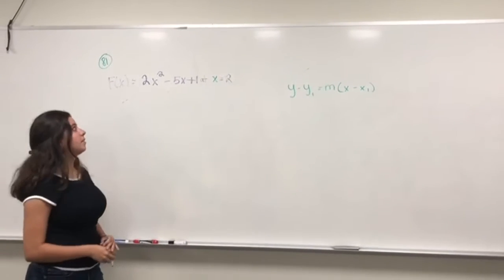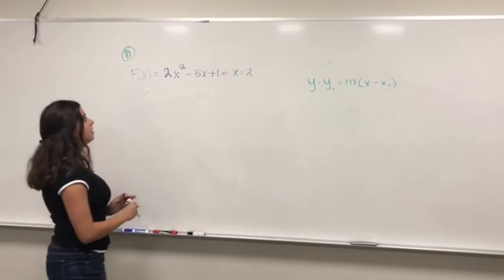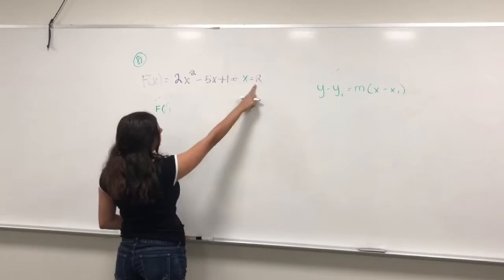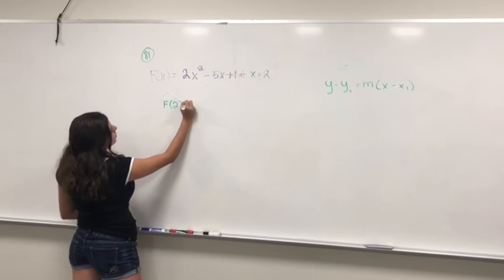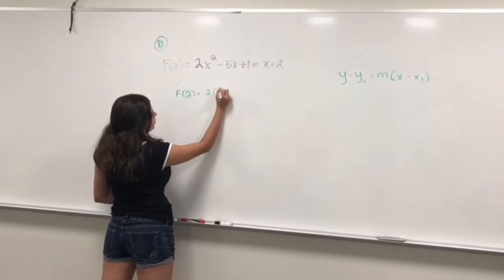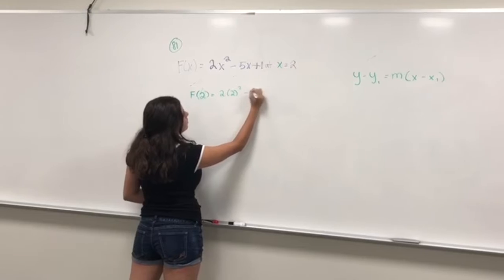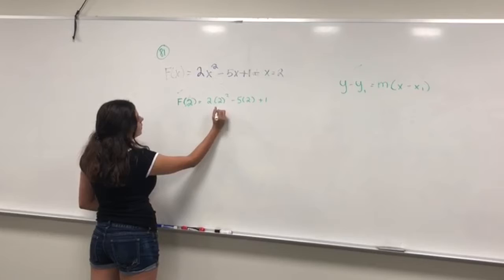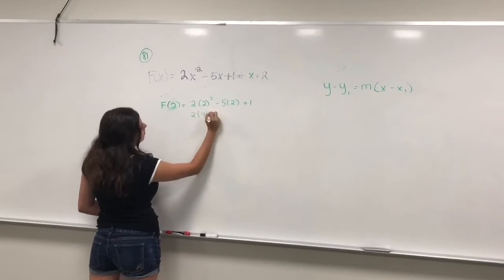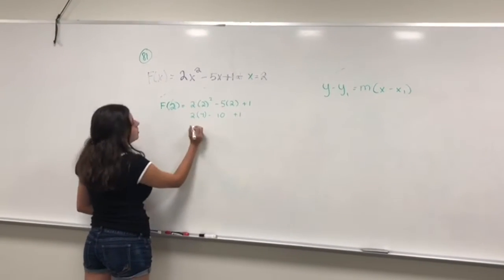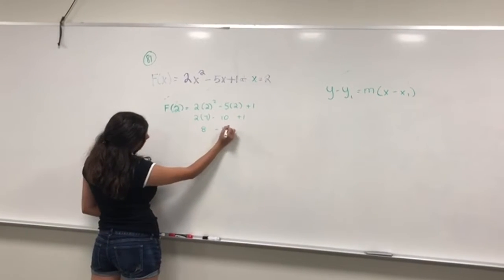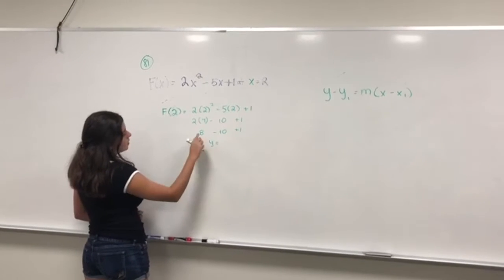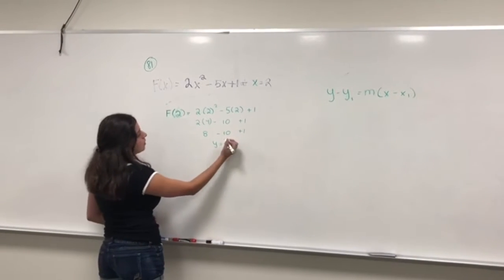Today I'm going to do the problem 81, which is to find the tangent line. So first you need to substitute in the x you have here. So here it's f2 equals 2 times 2 squared minus 5 times 2 plus 1. So here is 2 squared 4 times 2 minus 10 plus 1. So it's 8 minus 10 plus 1, and the answer is y equals minus 1.